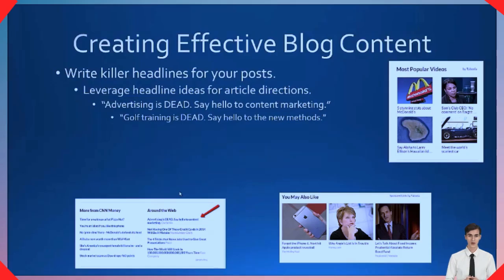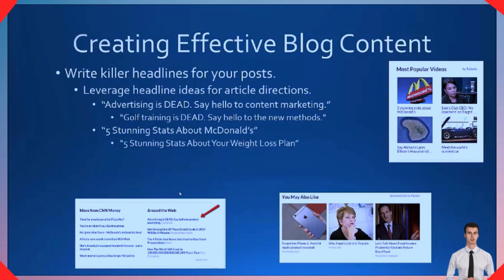So for example, take the advertising is dead and you could say golf training is dead. Say hello to the new methods. Dog grooming is dead. Say hello to the new methods. Traditional dog grooming is dead. Say hello to the new methods. 5 stunning stats about McDonald's. You see that in the right-hand corner? 5 stunning stats about your weight loss plan. So those are ways that you could come up with article ideas that are going to get attention, get interest from people, and build up intrigue.